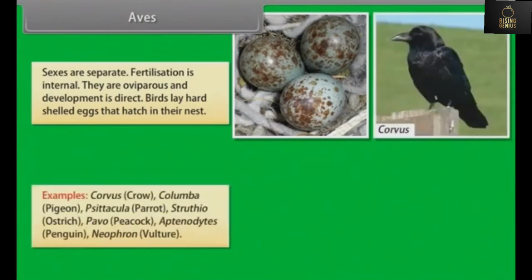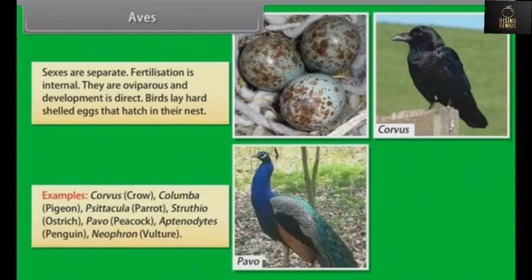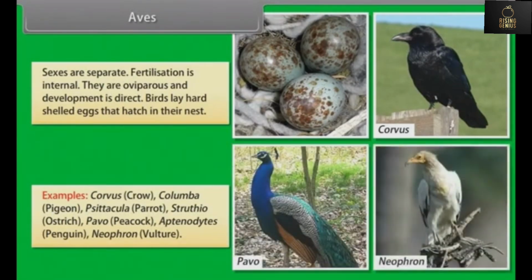Examples: Corvus, crow; Columba, pigeon; Psittacula, parrot; Struthio, ostrich; Pavo, peacock; Aptenodytes, penguin; Neophron, vulture.